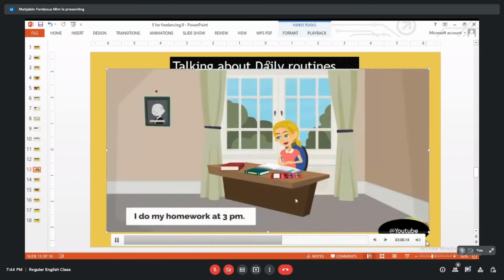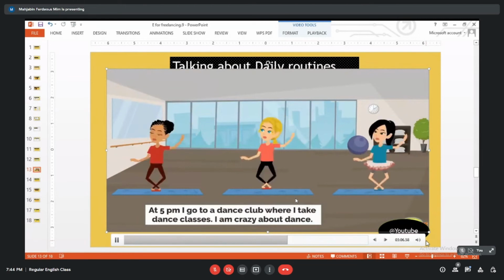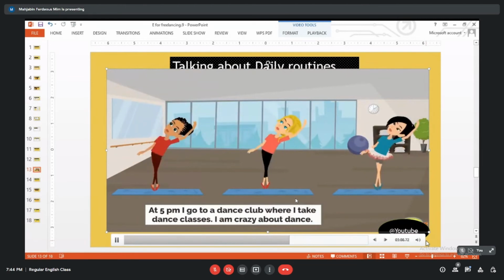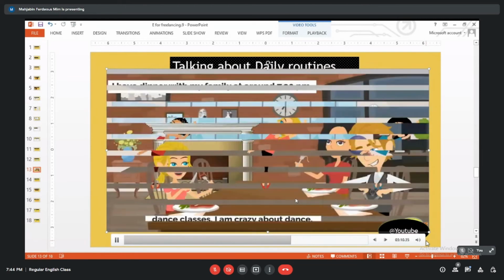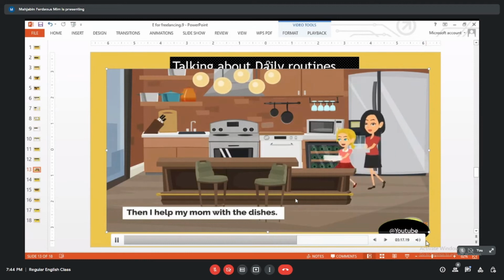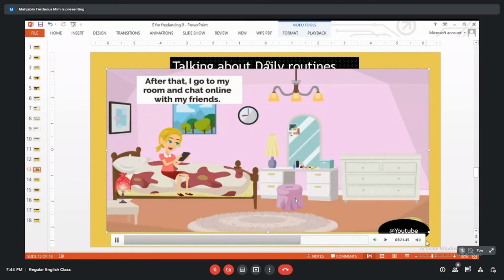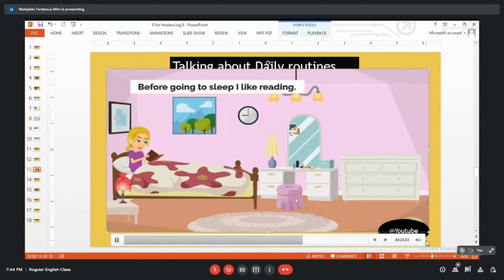I do my homework at 3 p.m. At 5, I go to a dance club where I take dance classes. I am crazy about dance. I have dinner with my family at around 7:30 p.m. Then I help my mom with the dishes. After that, I go to my room and chat online with my friends. Before going to sleep, I like reading.